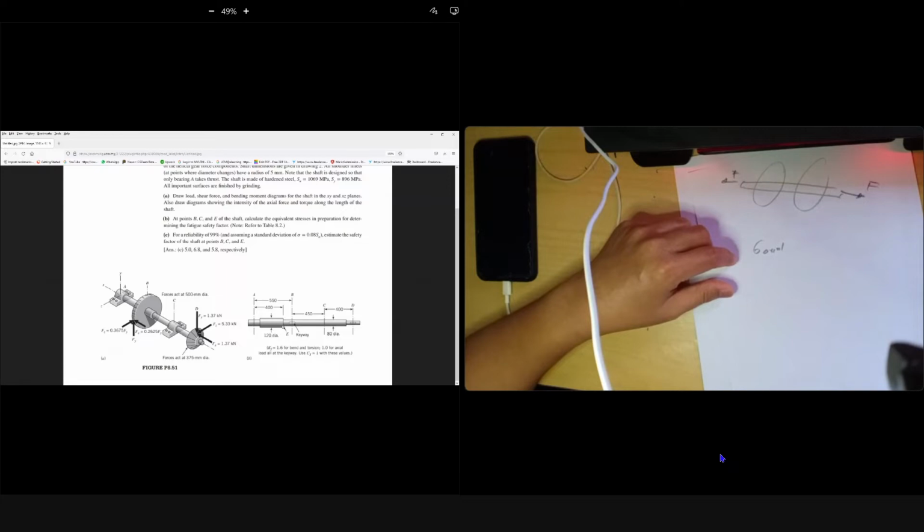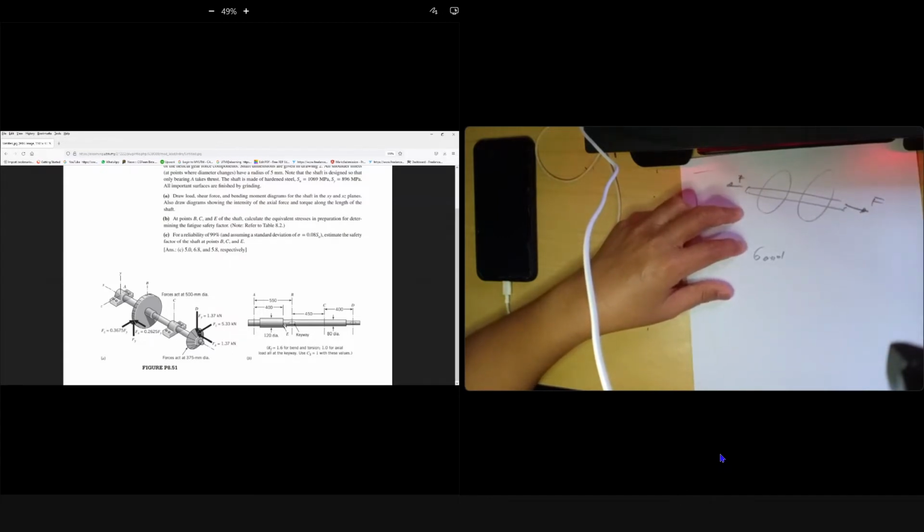So, at shoulder E here, for this kind of example, what is the axial force? Is it just 1.37, or 1.37 plus this Fx? Do you understand what I'm asking you, class?